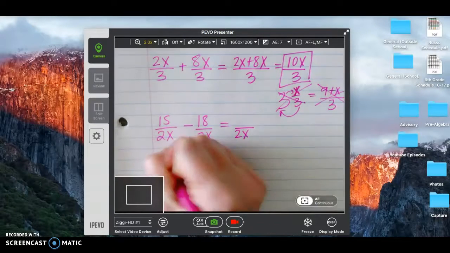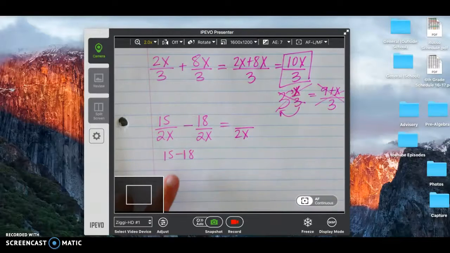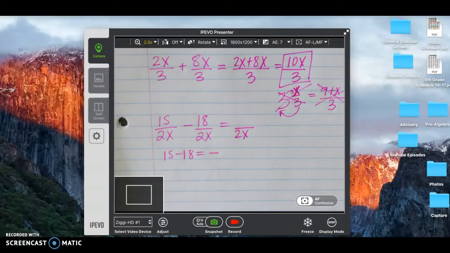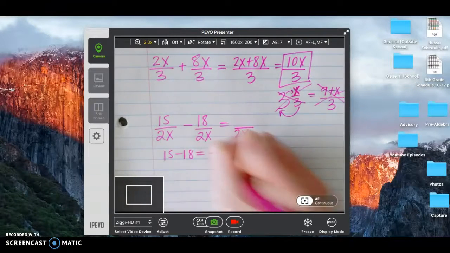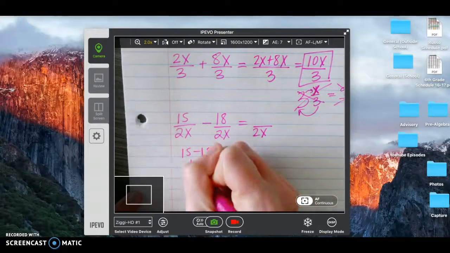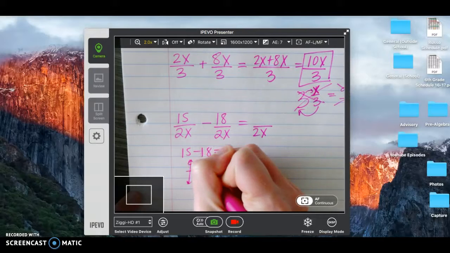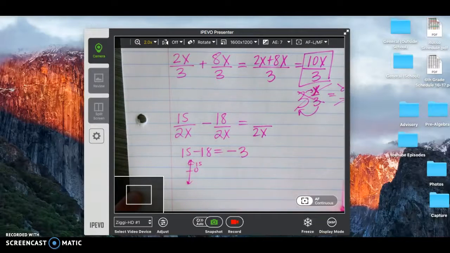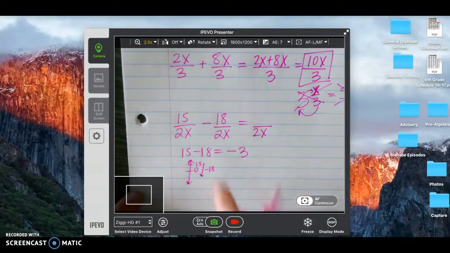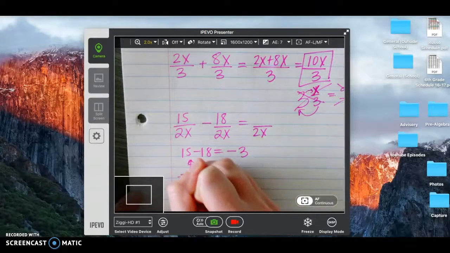If I think about 15 minus 18, I can't take away 18 from 15, right? 18 is greater than 15. So that tells me this is going to be a negative number. It is going to be a negative 3. If we think about using the number line, if I start at 0, 15 is above 0. If I'm subtracting 18, I'm going down below 0, because if I subtract 15, I'll get to 0. I'll be here at negative 3.